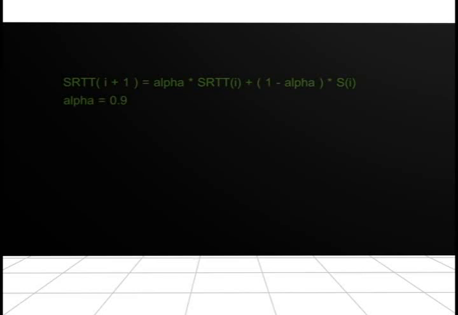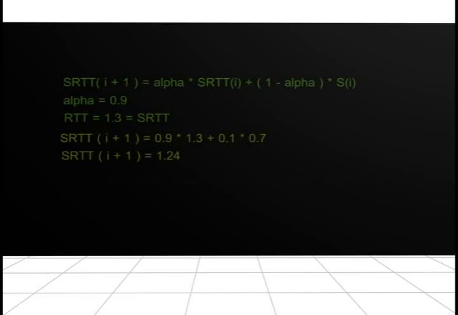Let's use our example. The first RTT sample was 1.3 seconds. According to the RFC, at the first measurement, the smoothed round-trip time should be equal to the RTT sample. Putting everything into the formula, we get 1.24.